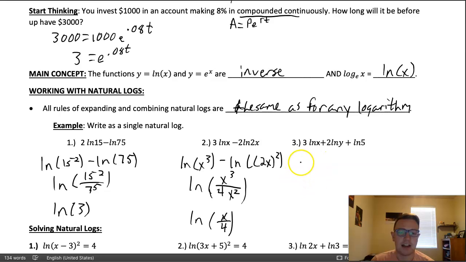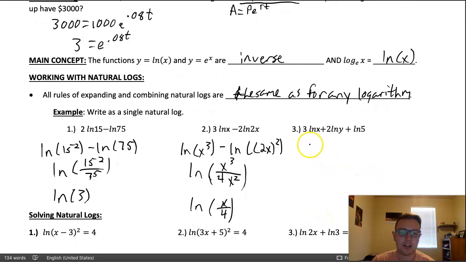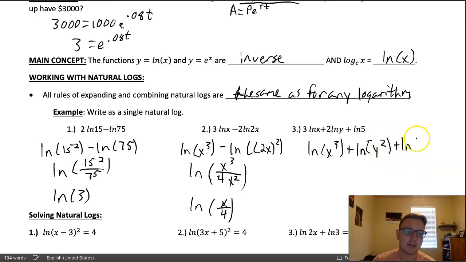And one last one here, we have 3 ln of x plus 2 natural log of y plus natural log of 5. How do we combine those? Again, we're going to start off with our coefficients, so this will become the natural log of x cubed plus the natural log of y squared plus the natural log of 5. And then we just combine these all together. These are all addition, so we just multiply them all through. This becomes ln of 5x cubed y squared.